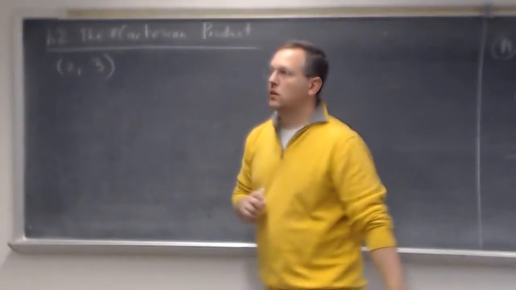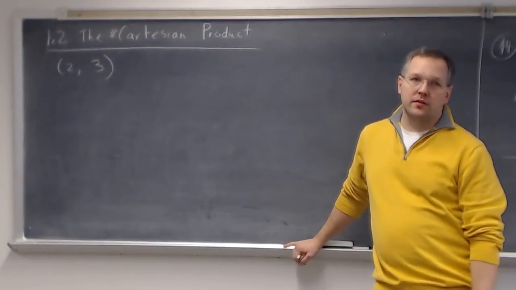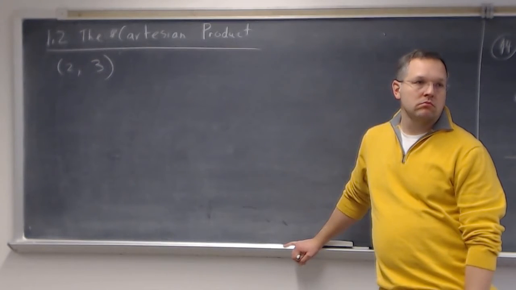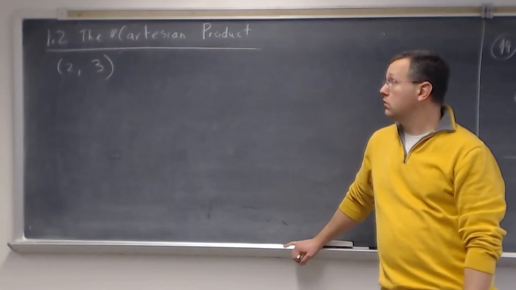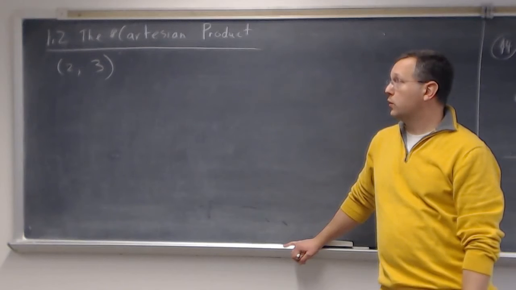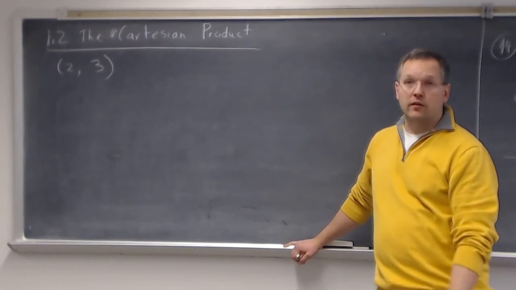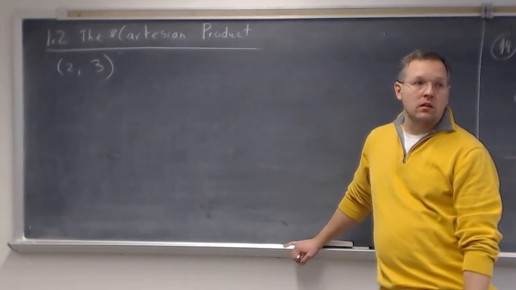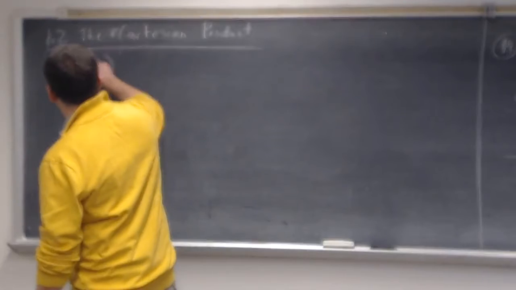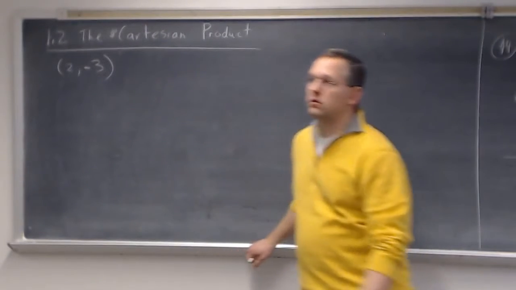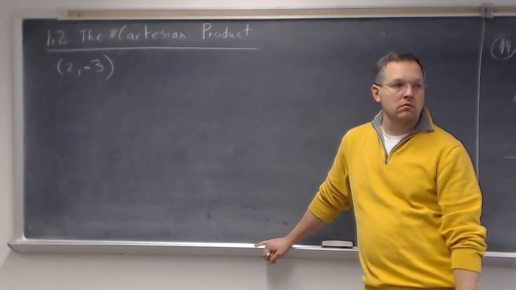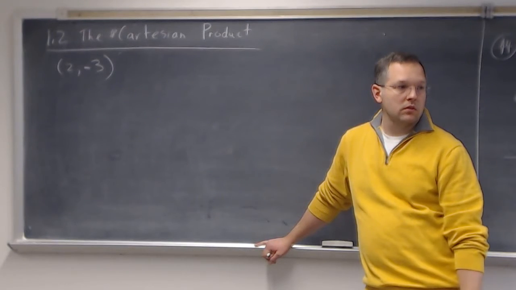Look at this: parentheses 2, comma 3, parentheses. So what is that? It's an interval. We talk about intervals as subsets of the real line, right? So it could be an interval. What else could it be? It could be a point in the xy plane, right? What if I did this? 2, negative 3. Could it still be an interval? You say yes, you say no.